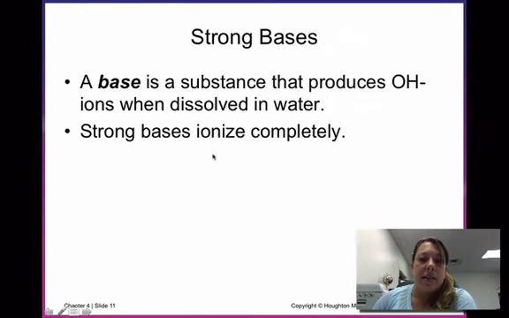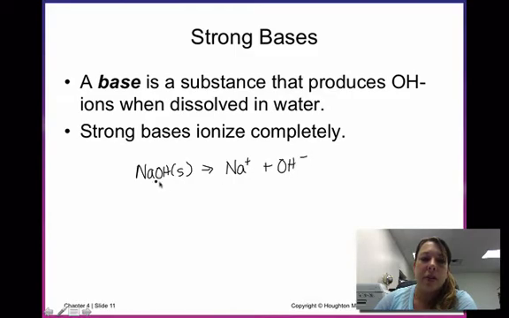And then strong bases, we already said there's something that produces hydroxide in solution. So a base is a substance that produces OH minus ions when dissolved in water. And the same is true with strong bases. They're also going to ionize completely. So if you put sodium hydroxide pellets into water, the sodium hydroxide solid is going to break up completely. There will be no solid sodium hydroxide left together. It will break completely up into its ions.